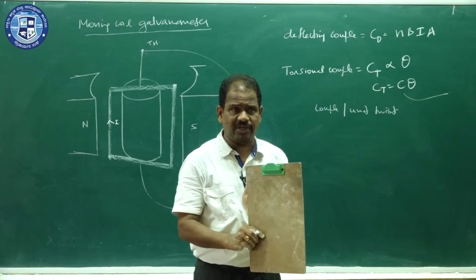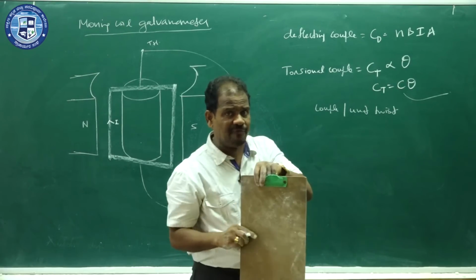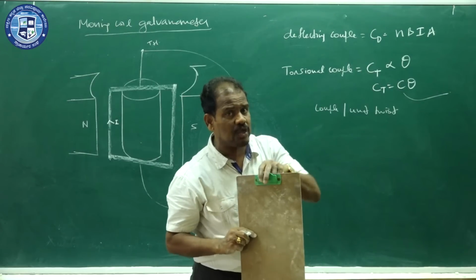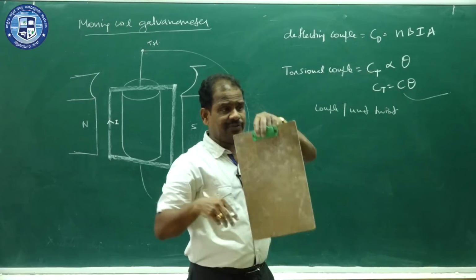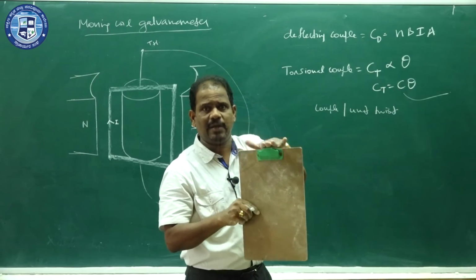Because in this position, the deflecting couple rotates like this and the torsional couple rotates like this. At this position, both are balanced. And that is the place where the coil will come and stand.